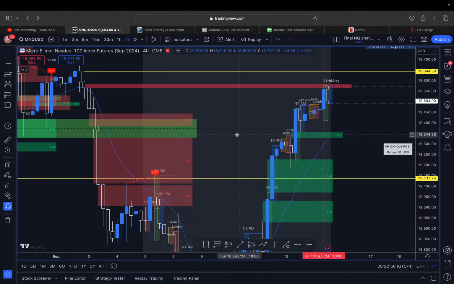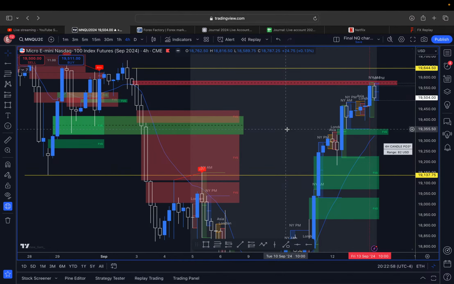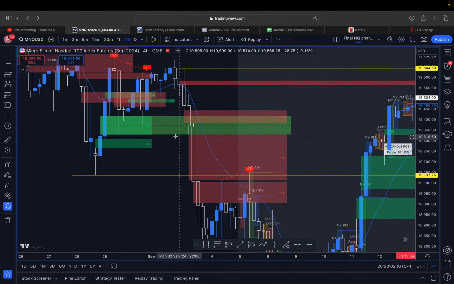What method are you using? ICT concepts. Okay, so when this happens, you will need to go to a lower time frame. Like this is a 4-hour chart. You should not be trading the 4-hour chart. You should be looking at the 4-hour chart because then you know when we get on the chart at 10 a.m., this is a clear day to get in sales. We've already sold. We've already had 2 candles.